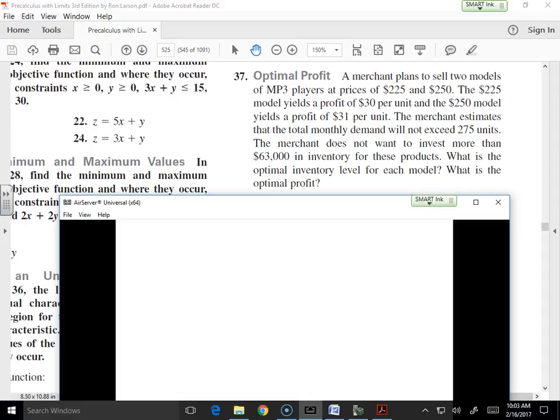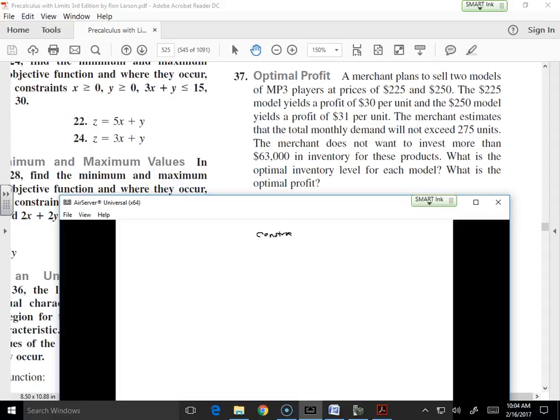The merchant estimates that the total monthly demand will not exceed 275. The merchant does not want to invest more than 63,000 in inventory. What is the optimal inventory level for each model? What is the optimal profit? Anybody tell what's our objective? 225x plus 250y is less or equal to 60.